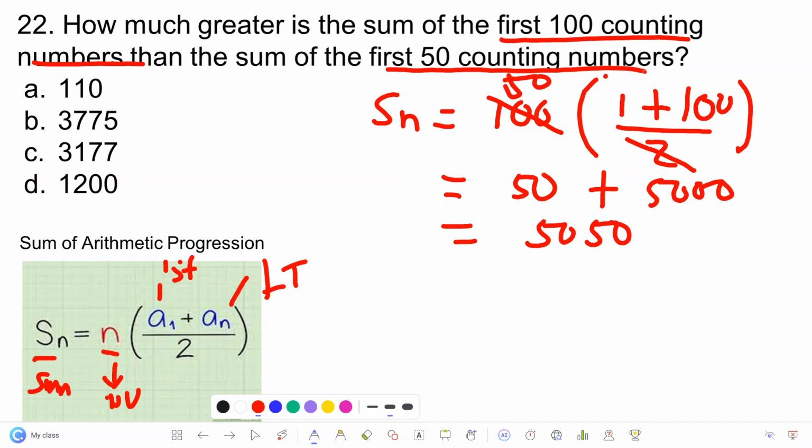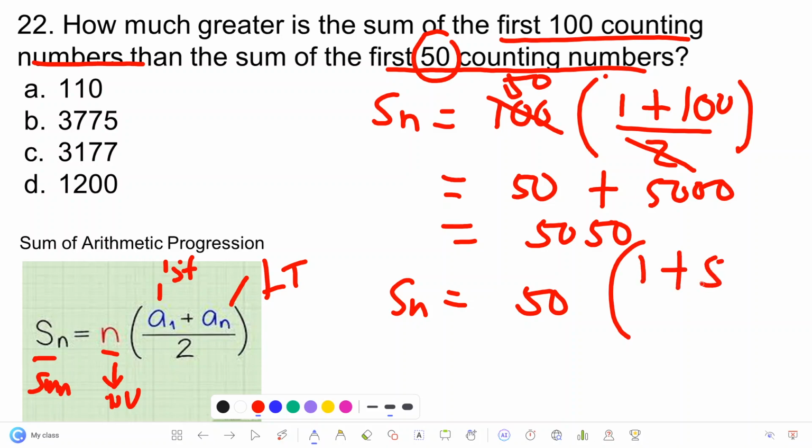Same formula ang gagamitin natin. S of n is equal to ilang term, ilang value niya, 50. So 50, may 50 tayo dito, times 1, dahil magsisimula ka sa 1 pag nagbilang, papunta sa 50. 50 ang iyong last term, over 2. Okay? Now, you have here again 50 and 2. This is simply 25. So, S of n is equal to 25.